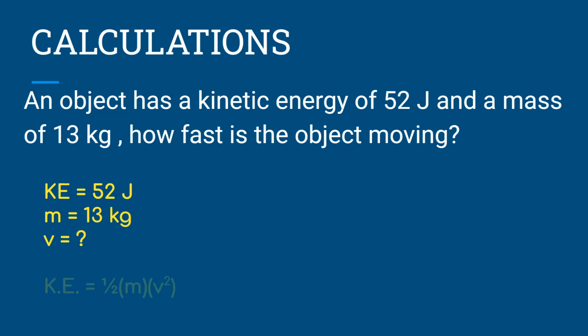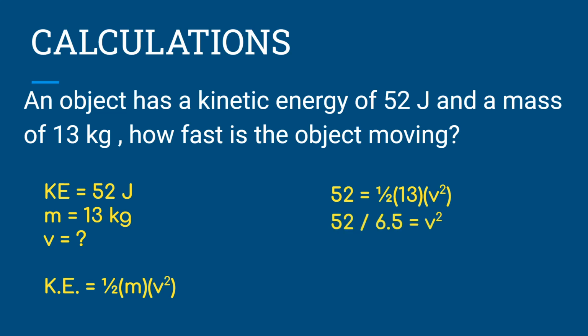It's still the same formula, KE equals 1/2 mv squared, but this time I have the KE and the mass. So when I substitute, it looks like this, and now I'm going to have to do some algebra. So we're going to have to divide both sides by half of 13, which is 6.5. 52 divided by 6.5 would give me 8, and that would be equal to v squared. Again, I don't want to stop here because that's not the velocity, that is v squared. Take the square root of both sides, and the square root of 8 is about 2.8. And so my answer for the velocity, how fast it's moving, is 2.8 meters per second.